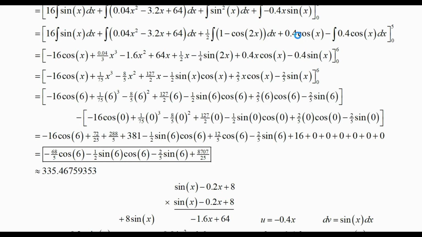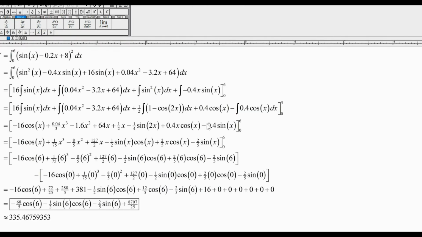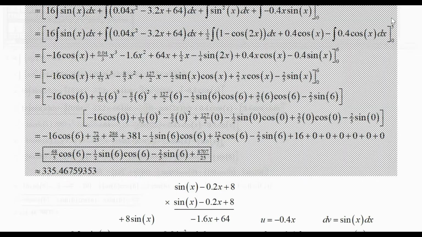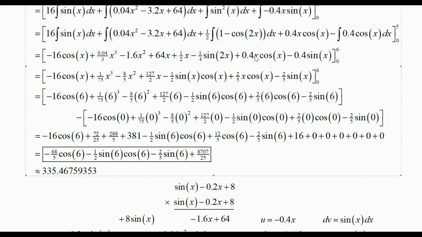Yes, this does have an x there. That's the one that was missing. But I do have it correct in the next one down. Okay, there we go. Back to here.